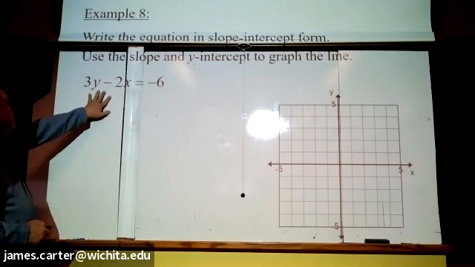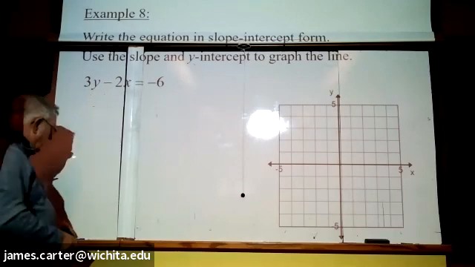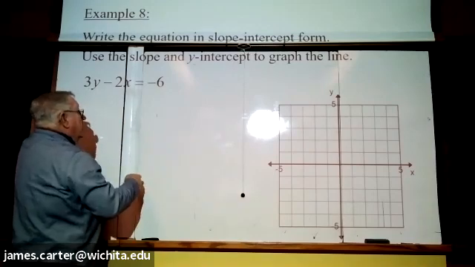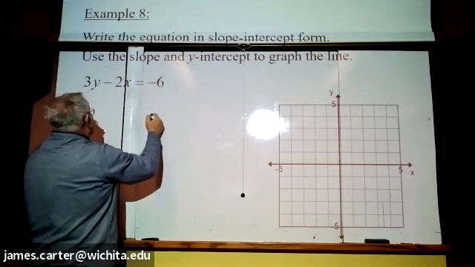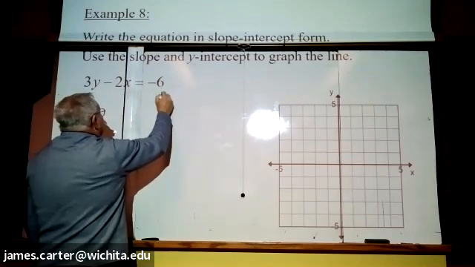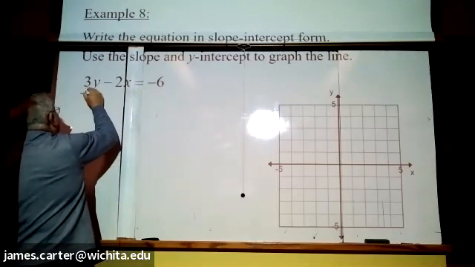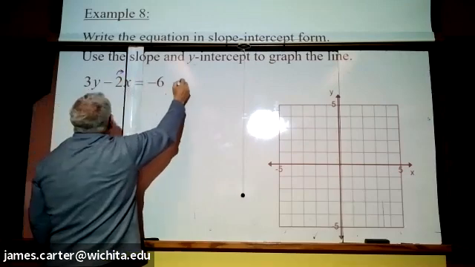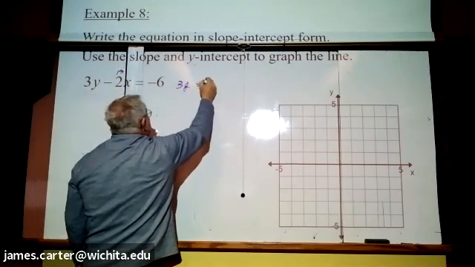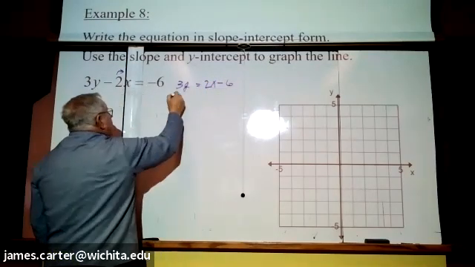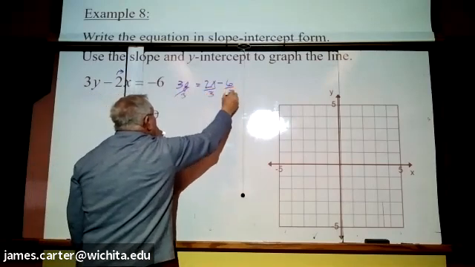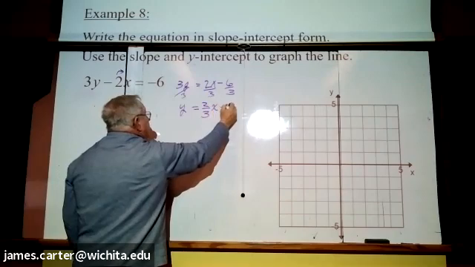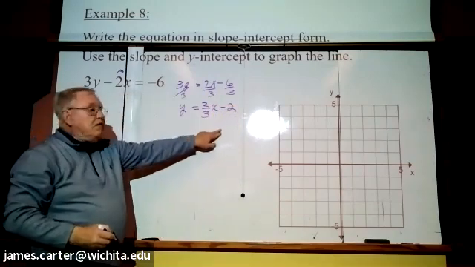Okay, so if we've got this equation, first thing we want to do is change this to graph that. So let's put this in slope-intercept form. That means we've got to isolate this y. I'm going to move this over to the other side, which gives me 3y equals 2x minus 6. Now I'm going to divide every term by 3. So y equals 2/3 x minus 2. This is your slope-intercept form.